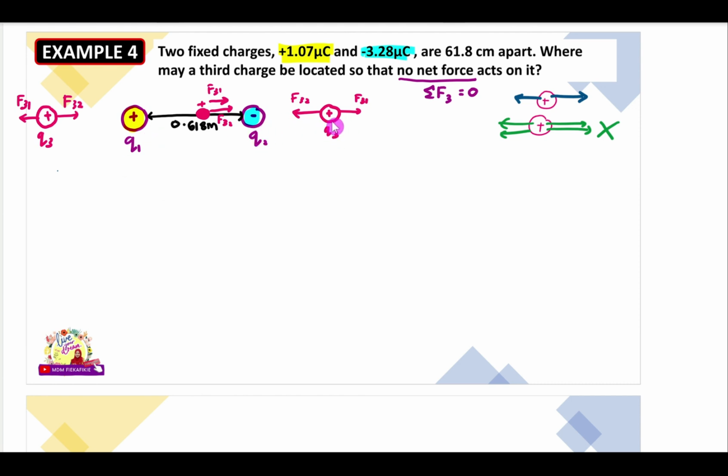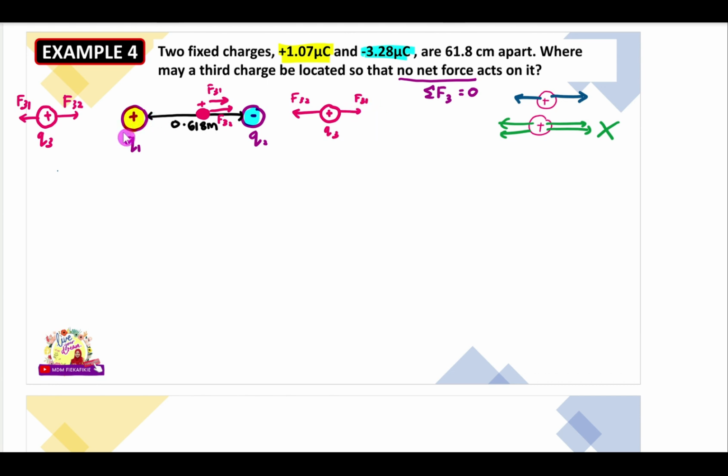Okey, jadi kalau Q3, charge yang ketiga duduk berhampiran atau duduk lebih dekat dengan charge yang kedua, electrostatic force on charge 3 due to second charge Q2 akan jadi lebih besar. Belah sini, yang kiri ni dia akan berat sebelah. Dia akan lebih besar dekat F32. Tapi F31, sebab Q1 ni kecil, 1.07 microcoulomb, kalau dia jauh daripada sini, so automatically F31 ni jadi semakin kecil.